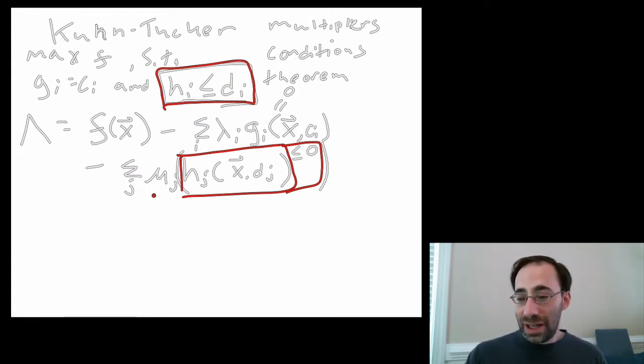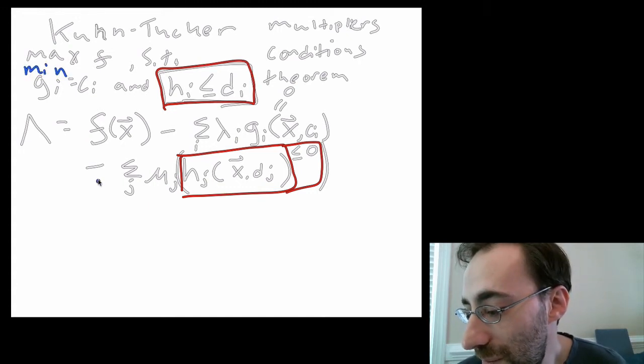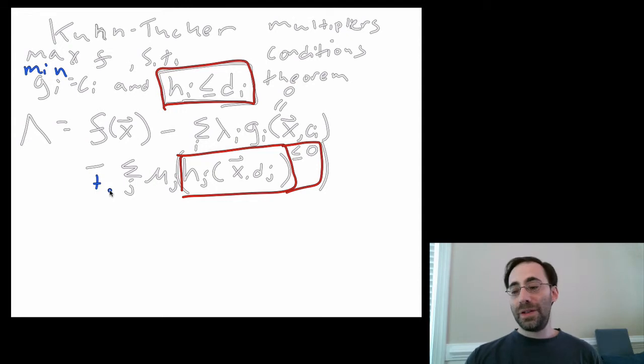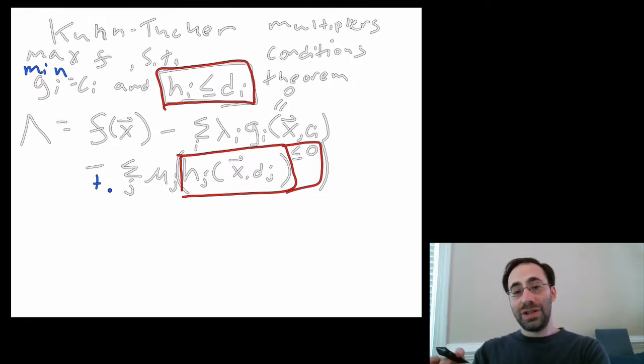I should also say that if we were to minimize, which I'll write in blue, then this would be a positive. Otherwise, it's the exact same problem. We just switched the negative to a positive in front of the mu. That's for a minimization problem. But typically, we maximize functions that are constrained because utility is the most common thing we maximize. Okay, so this is the setup here, the Lagrange type function with Kuhn-Tucker multipliers mu here.